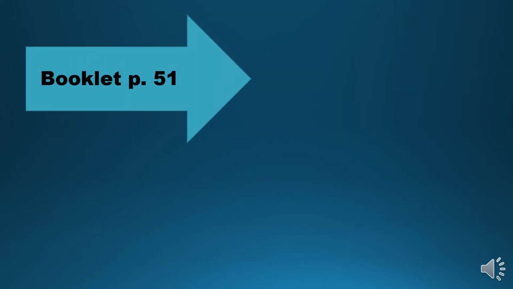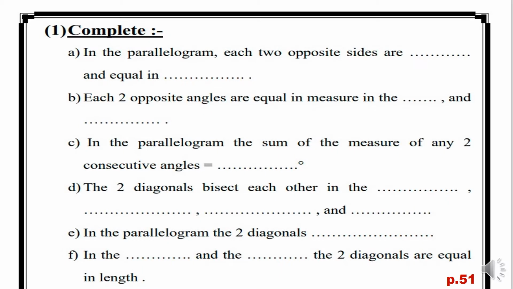Booklet, page 51. Complete. Letter A. In the parallelogram, each two opposite sides are parallel and equal in length. Each two opposite angles are equal in measure in the parallelogram and the rhombus.